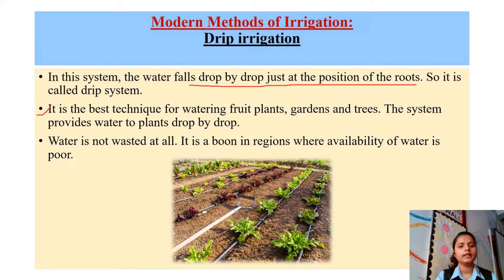Now the next point. It is the best technique for watering fruit plants, gardens and trees. The system provides water to plants drop by drop. Water is not wasted at all. So this is the advantage of this system, that water does not get wasted. It is a boon in a region where the availability of water is very poor. And you can see this image also for better clarification. Now let's move to the next point.